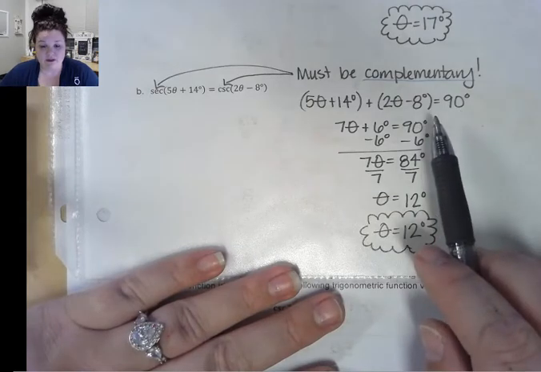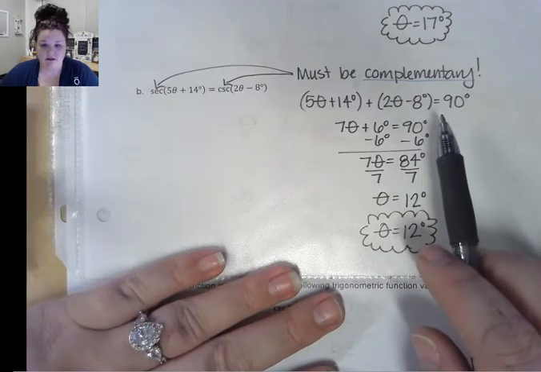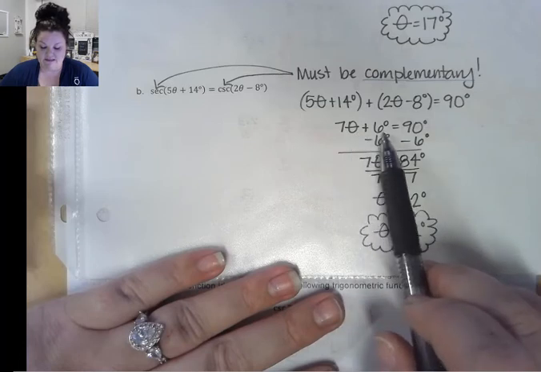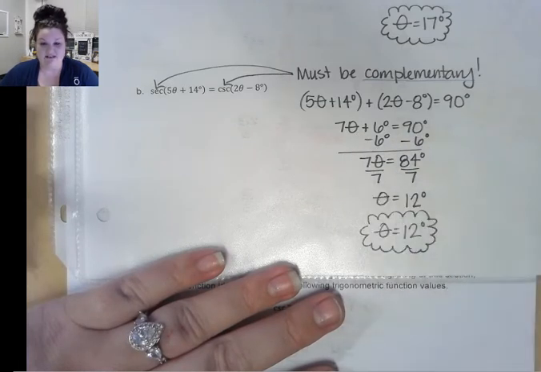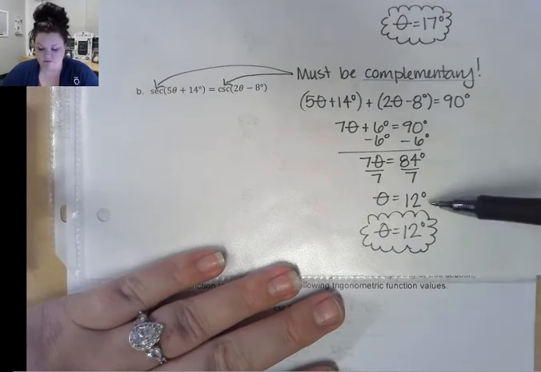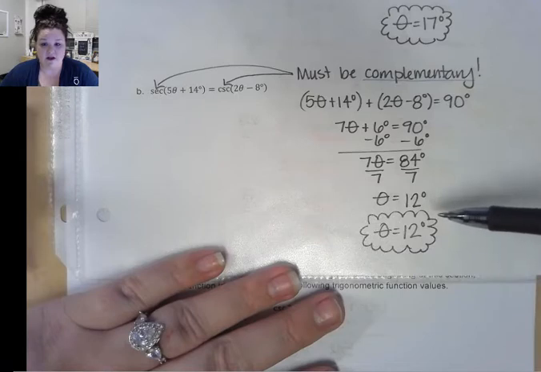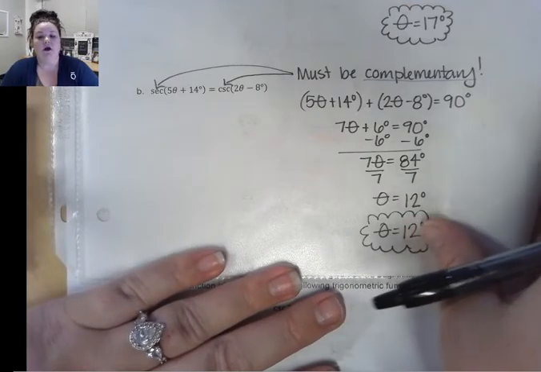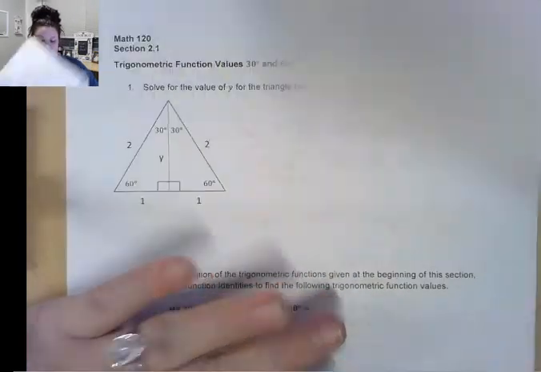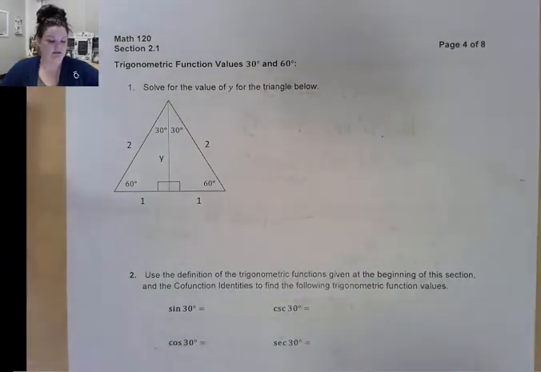Then you can drop your parentheses and combine like terms. So we end up with 7 theta plus 6 degrees equals 90. We move our 6 over and divide our 7 off, which should leave us with an angle measure of 12 degrees for that unknown theta value, okay? Hopefully we're okay. If you need a little bit more time to look at that, go ahead and take your time, pause the video.